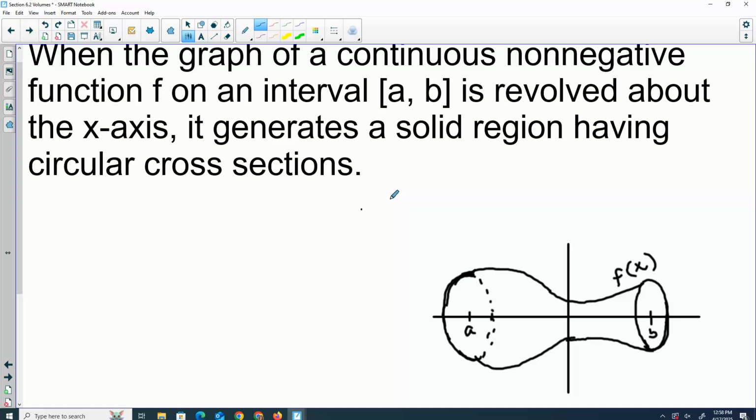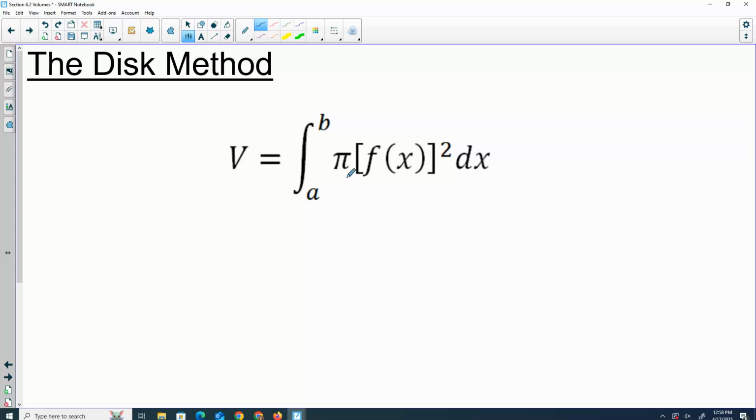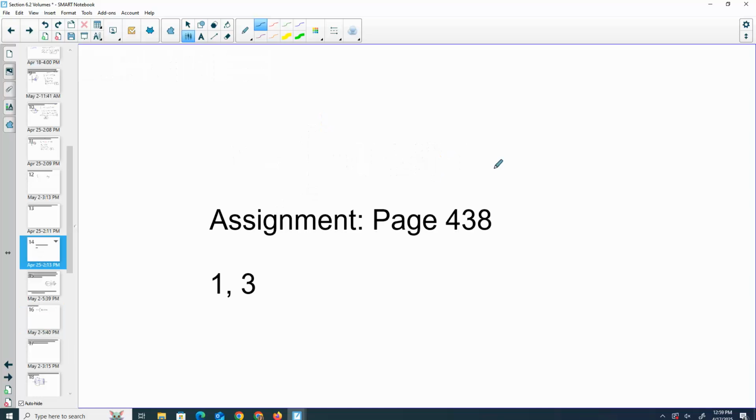So if you're just taking a curve and rotating it around the axis, your cross sections are always circular, and that is the disk method that we've been using. So just pi times your radius squared. We will look at some in terms of y on Monday, and then talk about the washer method, so if you're rotating two curves at once.